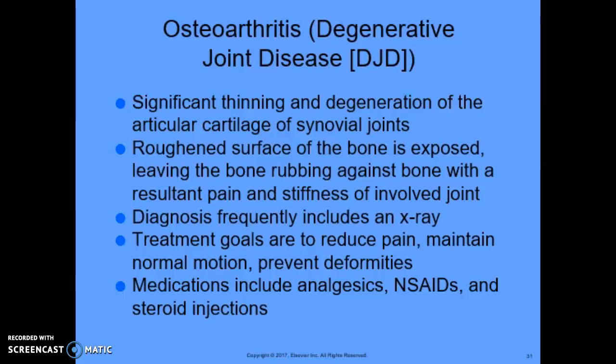Treatment goals are to reduce pain, maintain normal motion, and prevent any deformities, and the medications include analgesics, NSAIDs, and steroid injections. Commonly affected joints include the fingers, the spine, and the weight-bearing joints of the hips, knees, and feet. It's important to note that using a walker or a cane may be helpful for maintaining mobility in times with this joint disease. Severe cases can require surgery to remove the affected joint and replace it with a prosthetic joint.